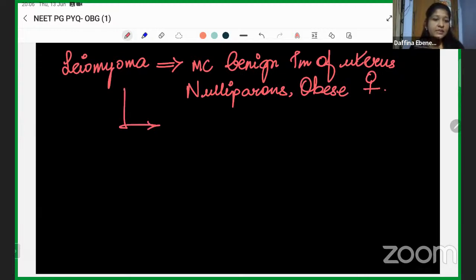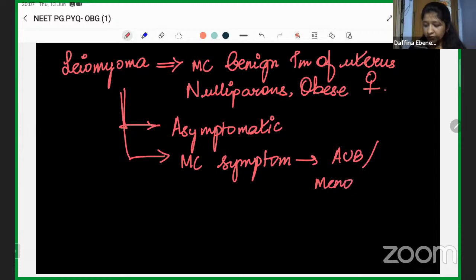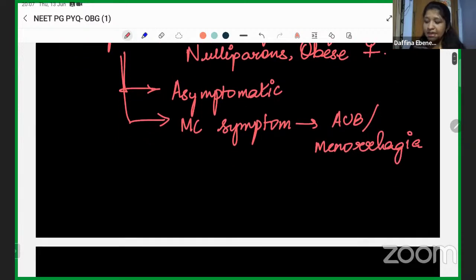Okay. So what is the most common manifestation of leiomyoma? This is a very tricky question. If they ask you the most common manifestation, most commonly they will be asymptomatic. The most common presentation of leiomyoma is asymptomatic. But if they ask you specifically what is the most common symptom, then the answer should be abnormal uterine bleeding or menorrhagia. Okay. So this is the clinical presentation.